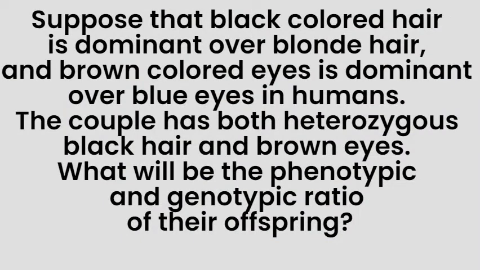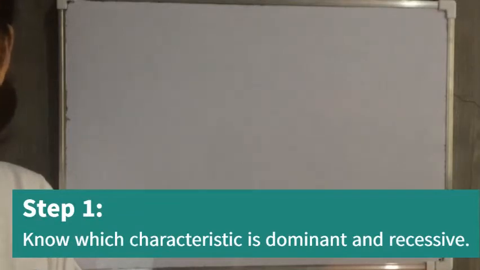We have here the problem. For the sample problem, suppose that black-colored hair is dominant over blonde hair and brown-colored eyes is dominant over blue eyes in humans. The couple has both heterozygous black hair and brown eyes. What will be the phenotypic and genotypic ratio of their offspring? So for the first step, we need to know which characteristic is dominant and recessive.